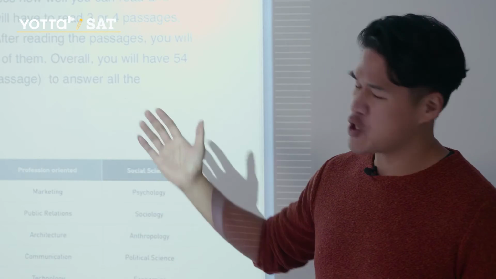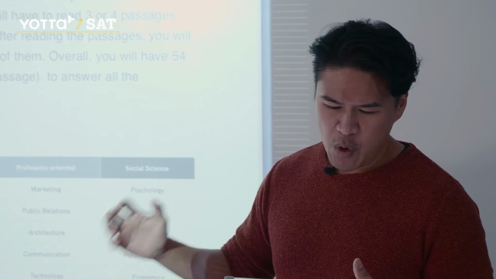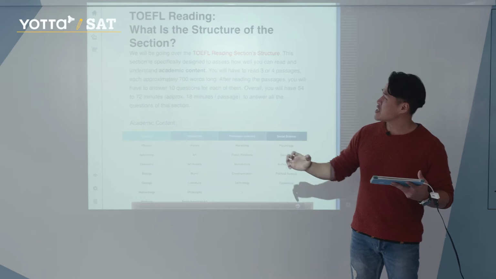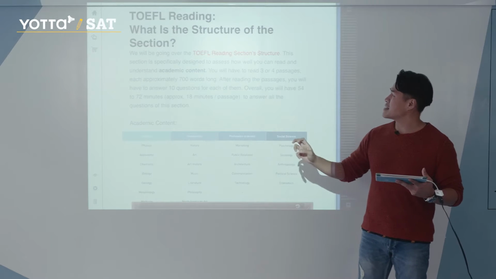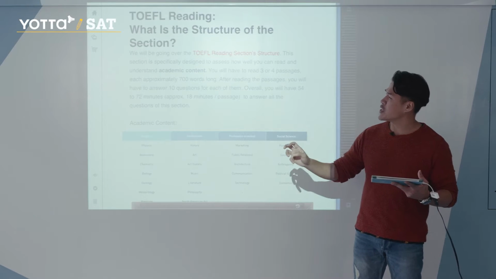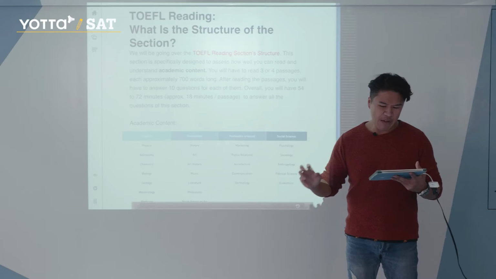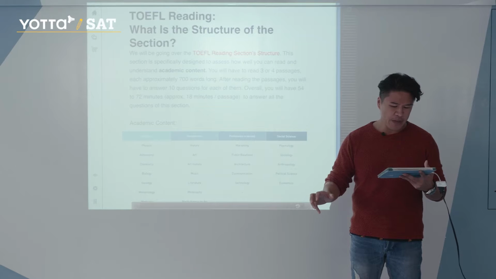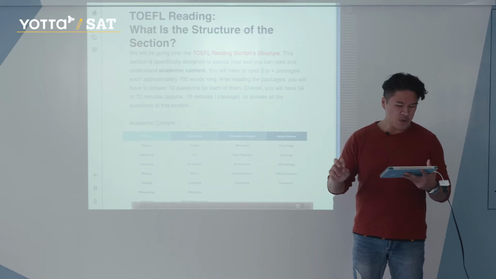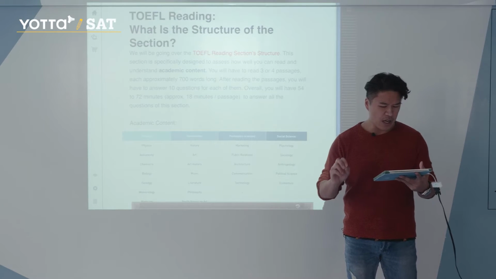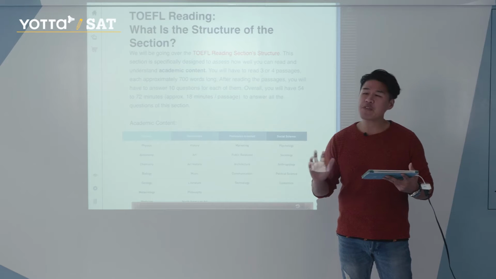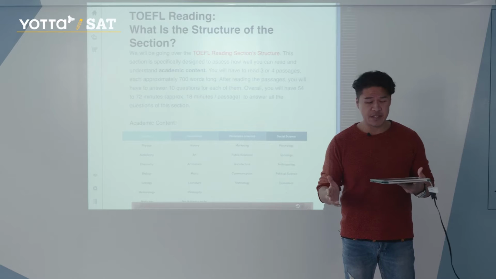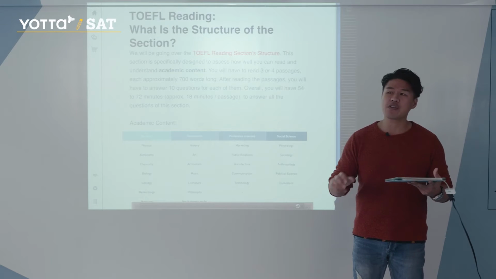So what is the structure of the section? We'll begin with the TOEFL test structure, the reading section. This section is specifically designed to assess how well you can read and understand academic content. You have to read 3 or 4 passages, each approximately 700 words long. After reading the passages, you have to answer 10 questions for each of them. Overall, you have 54 minutes or 72 minutes, approximately 18 minutes per passage to answer all the different questions.